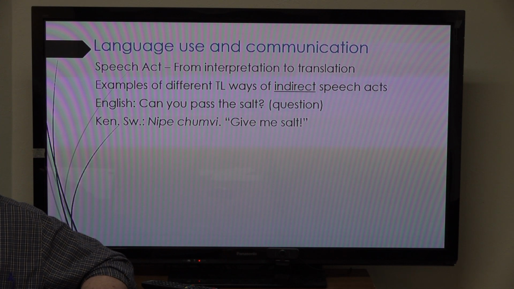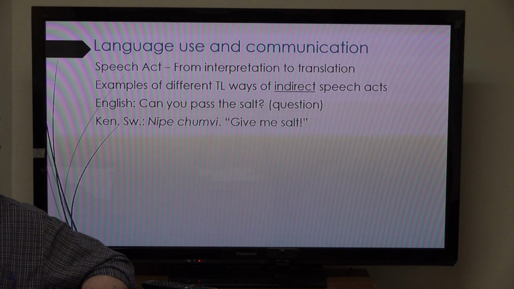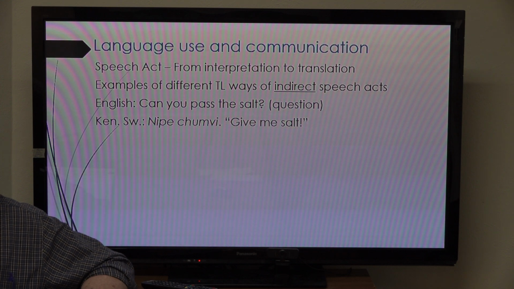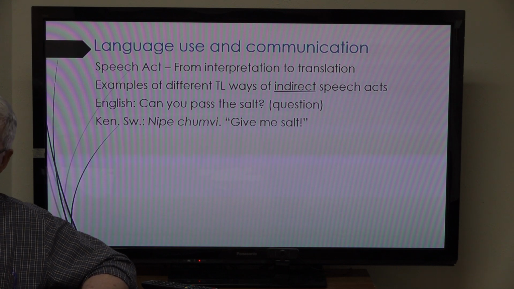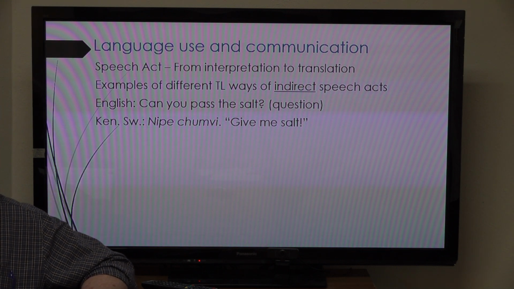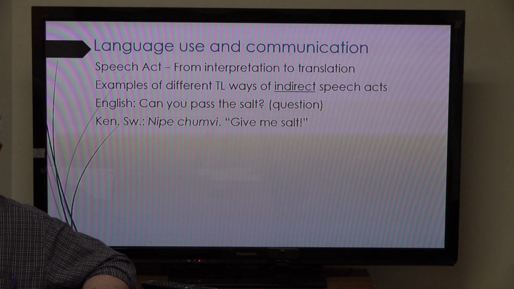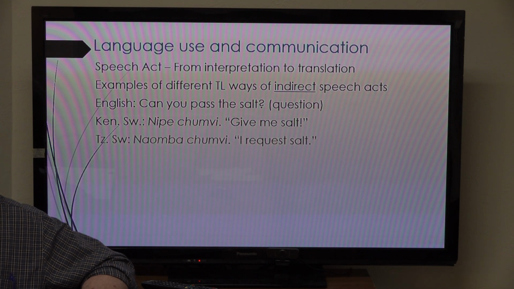In Kenya, they have the word for give me. It's nipe. Nipe chumvi, give me the salt. Sometimes they'll add a politeness word like please. They'll say, hebu nipe chumvi, please give me the salt. In Tanzania, they say, naomba chumvi. That means I request salt.